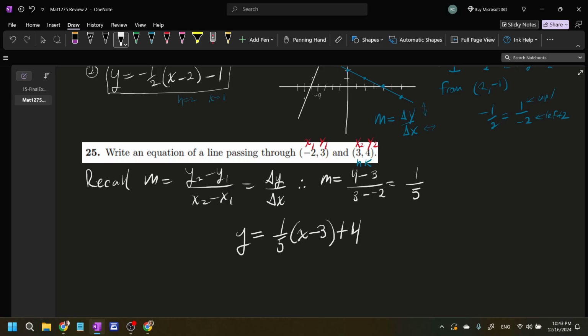Okay, definitely take these points to Desmos and graph them. -2, 3, and 3, 4. 1, 2, 3. 1, 2, 3, 4. We can see from here to here, our slope is up 1, right 5, so that matches. And yeah, that's your answer.